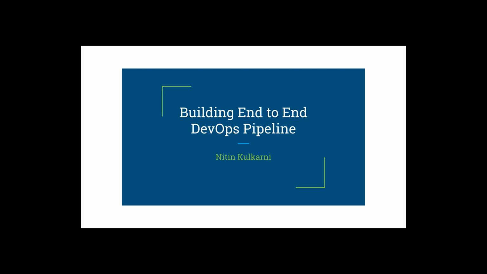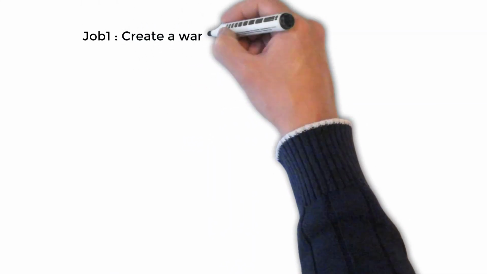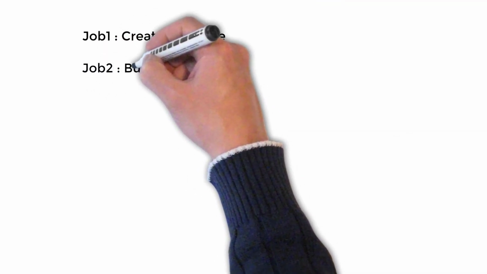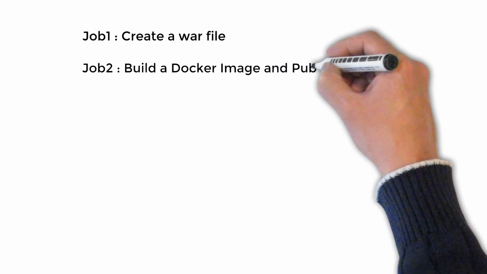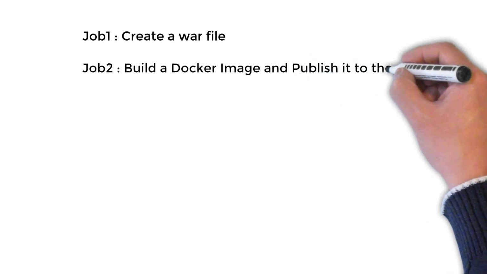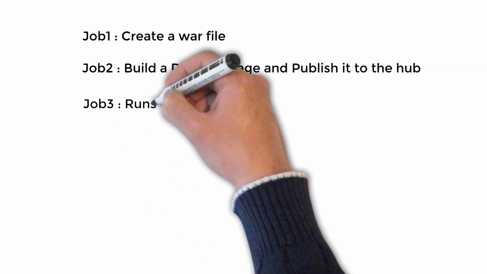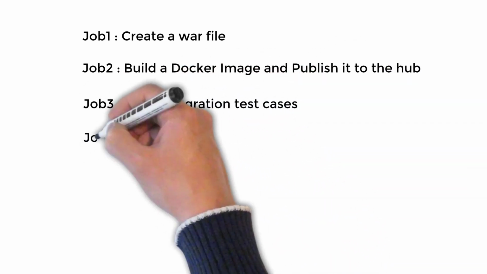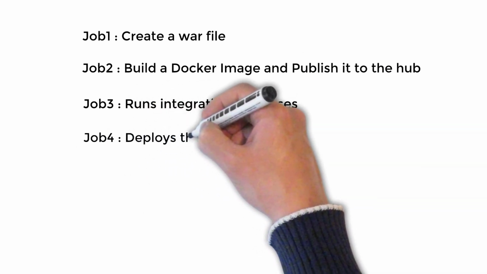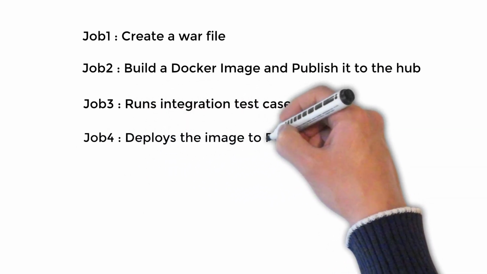In the last video, we looked at how to set up our Ansible server and connect it to a test server. Now in this video, we'll start building our Jenkins jobs. Let's now look at the jobs that we're going to build using Jenkins. Job 1 will create a WAR file for us. Job 2 will take that WAR file, build a Docker image, and publish it to the hub. Job 3 will pull the image from the hub and then run integration test cases on that image. And if the test cases are successful, then job 4 will deploy the image to the prod server.